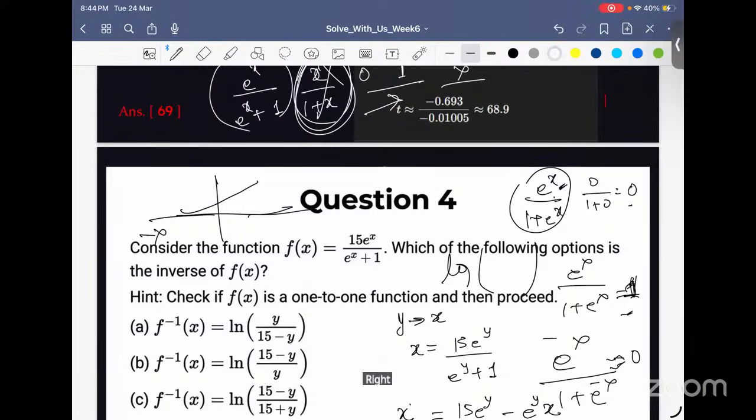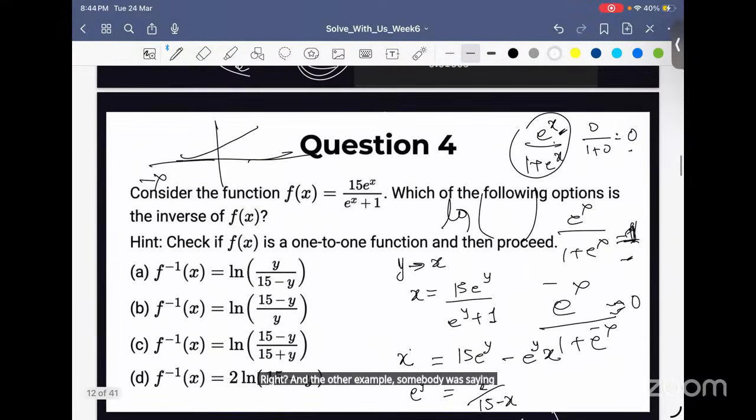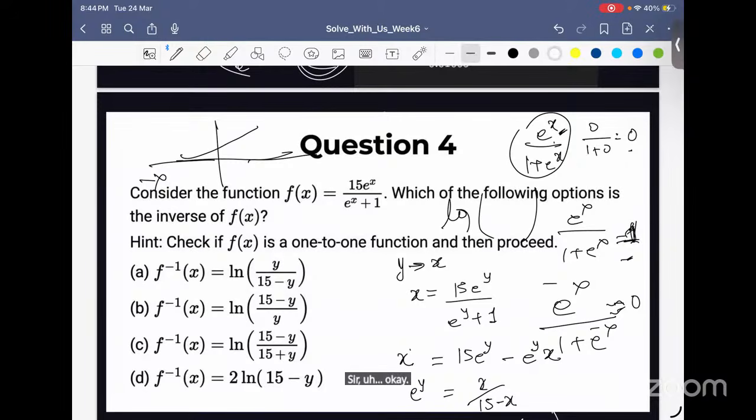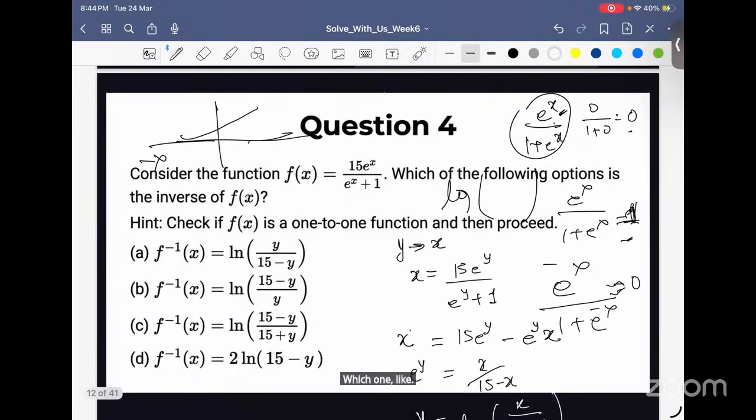Right? And the other example, somebody was saying something else, right, to approach this. What was that? I couldn't understand that. Sir, okay. Which approach are you talking about?